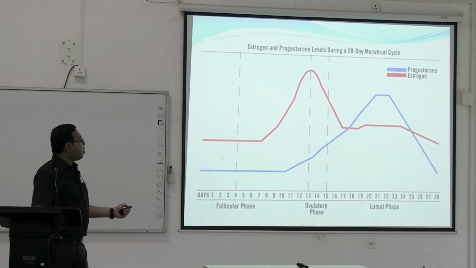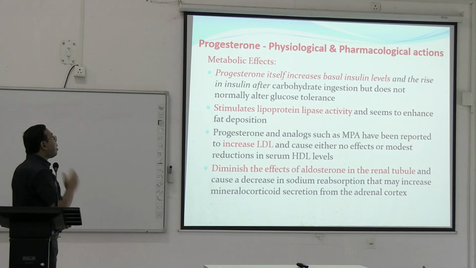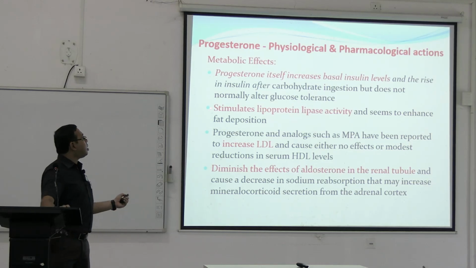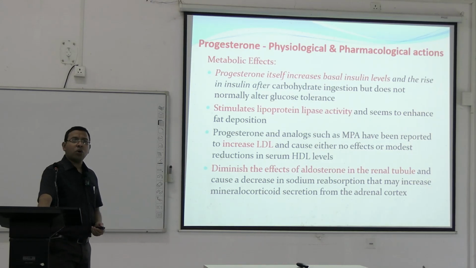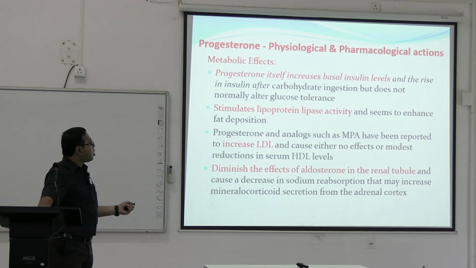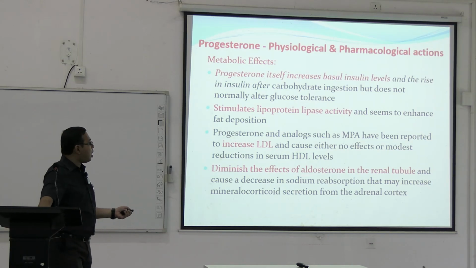Already we have discussed this. You can see the abrupt decrease of progesterone at the end of the cycle, so that menstruation starts. Metabolic effects: it increases the basal insulin levels. Rise in insulin after carbohydrate ingestion does not normally alter glucose tolerance. Glucose tolerance is normally altered by estrogen but not by progesterone. It stimulates lipoprotein lipase activity and enhances fat deposition. Progesterone and analogs like medroxyprogesterone acetate increase LDL to some extent, diminish the effects of aldosterone in the renal tubule and cause a decrease in sodium reabsorption, and ultimately this increases mineralocorticoid secretion from the adrenal cortex.